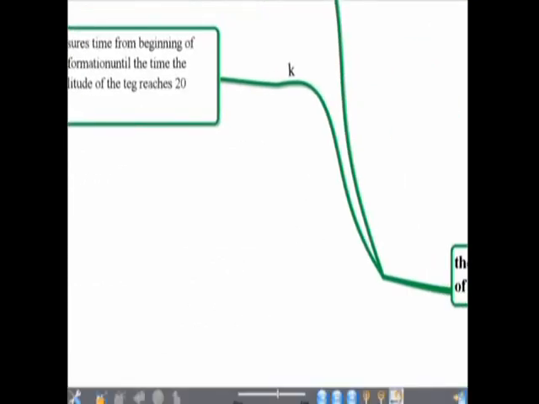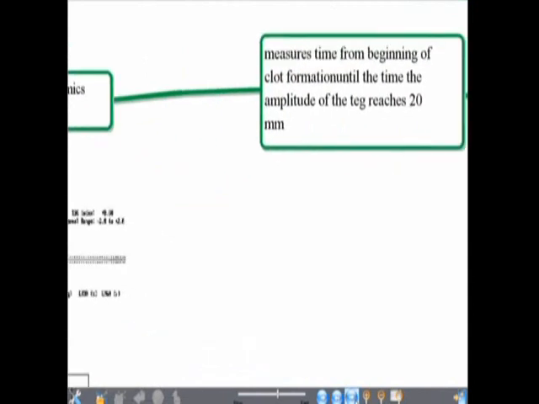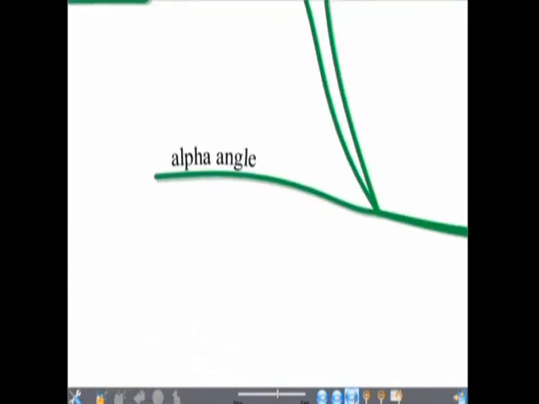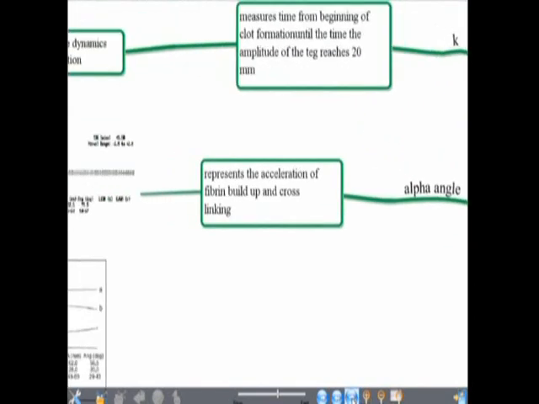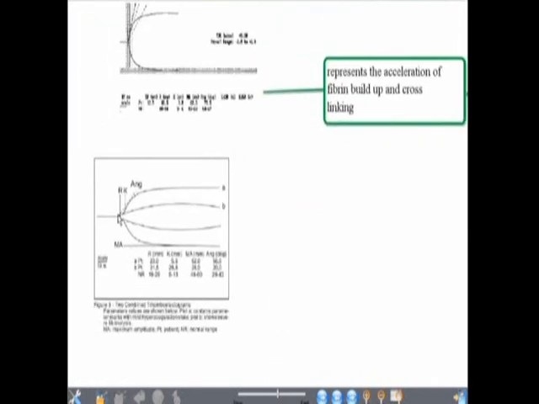So we go to the next one. The alpha angle, that's the angle we were talking about before, and this represents the acceleration of fibrin buildup and cross-linkage. Okay, acceleration, that's the angle there. It represents the acceleration of fibrin buildup and cross-linking. The angle right there.